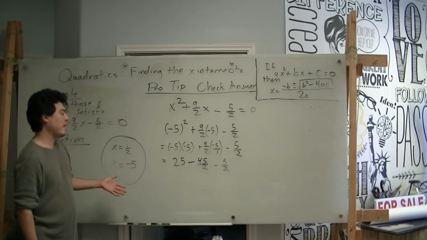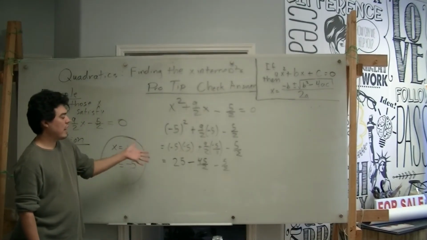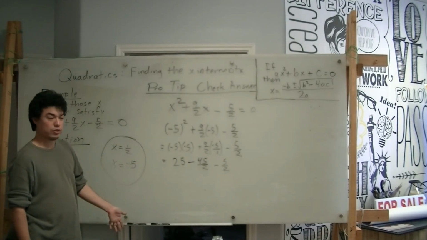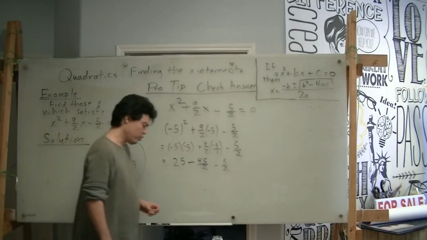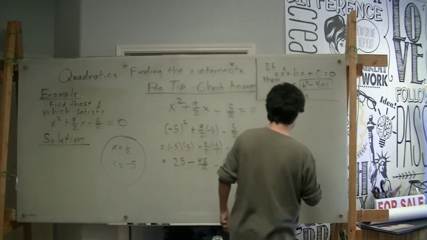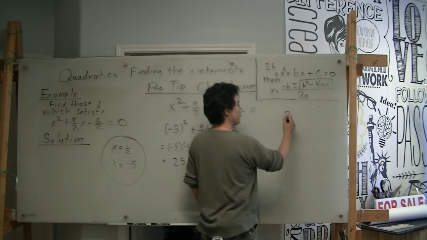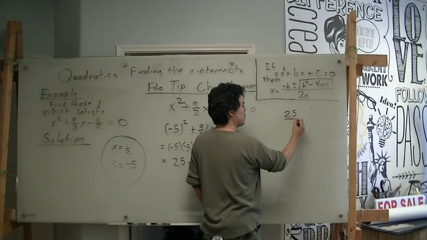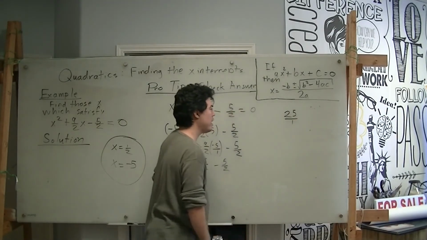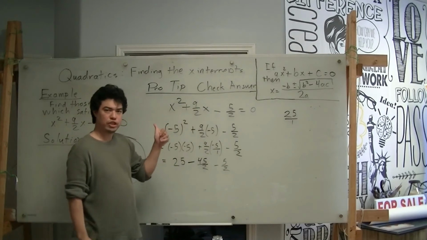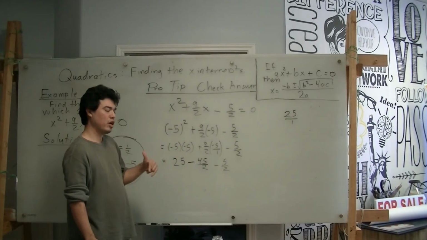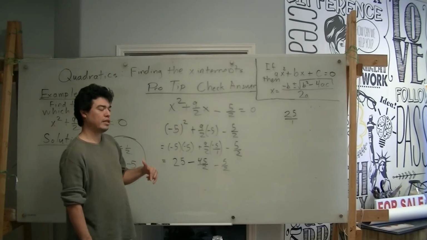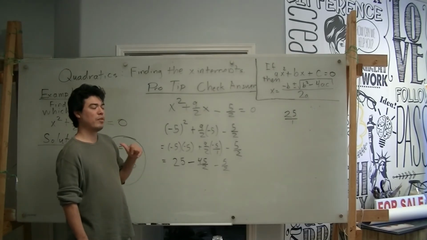And now I need to ask myself, okay, can I write 25 as a fraction with 2 in the denominator? And let me show you how we're going to do that. We can first of all write 25 as a fraction by writing it over 1. And if you remember from our original lectures, we asked the question, can we find an equivalent fraction with the same denominator as a given fraction? In this case, we want the denominator to be 2.